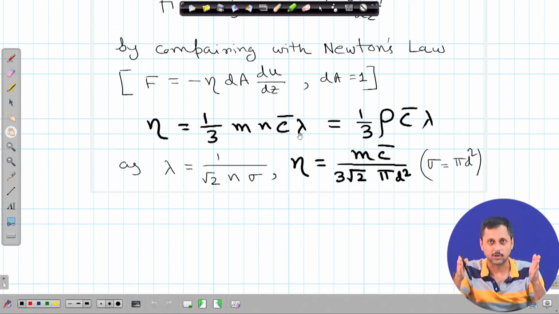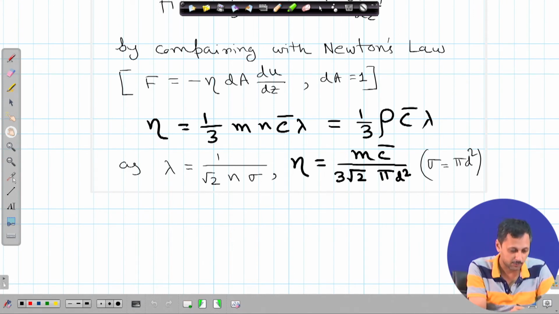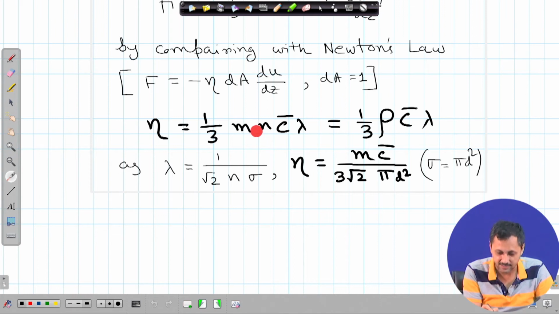In between there is no collision. But that means even if we reduce the pressure further, lambda will not increase any further. So, lambda remains constant. Now, what happens when we reduce pressure further? What changes? This quantity n changes.